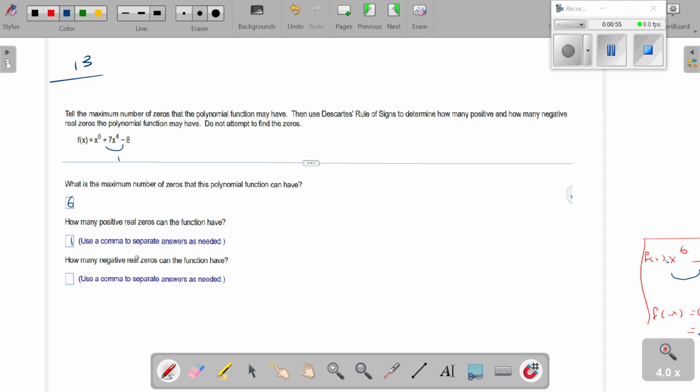How about the negative real zero? You need to find f of negative x. To replace negative x in the function, this will be negative x to the power of 6 plus 7 times negative x to the power of 4 minus 8. So when you simplify, this will be x to the 6, this one will be 7x to the 4, and negative 8 is next. Now check for the sign changes in f of negative x. Positive to positive, positive to negative. So there's only one sign change. So we have one negative real zero.